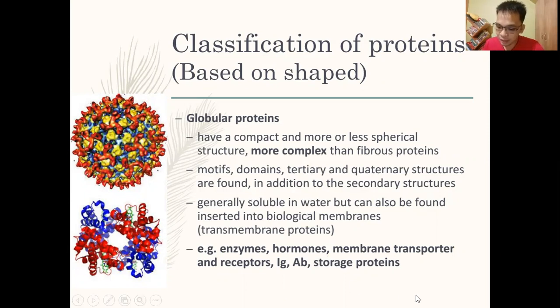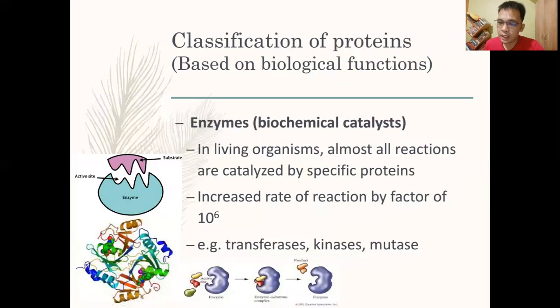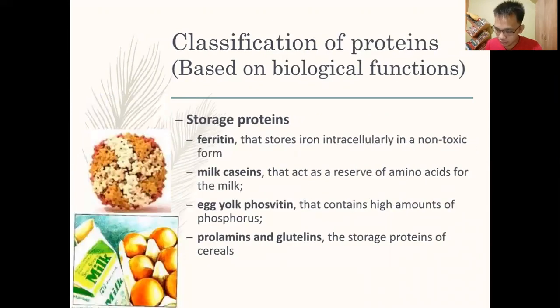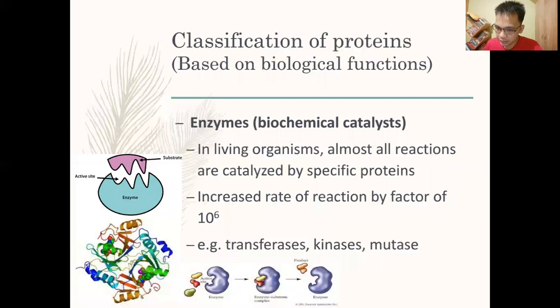Diba? Yan yung ating mga storage proteins such as the albumin. We all know that. And then ayun, so ano ba yun? We have the enzymes, the hormones, membrane transporters and receptors, and then the IgA, and then the storage proteins. Okay, next classification of proteins. For the third classification, we have the biological functions. Okay, enzymes, biochemical catalysts, and transport proteins, and storage proteins. So there are three biological functions of our proteins.